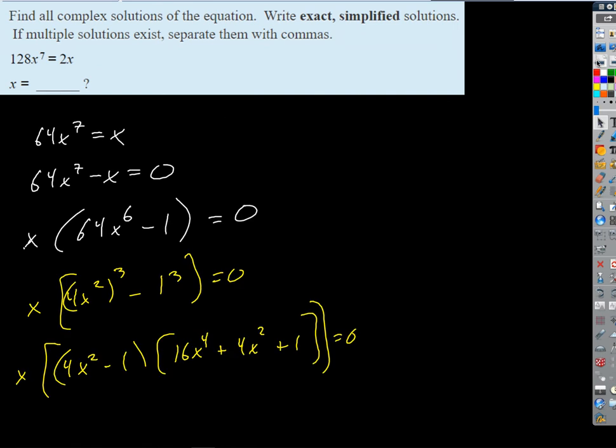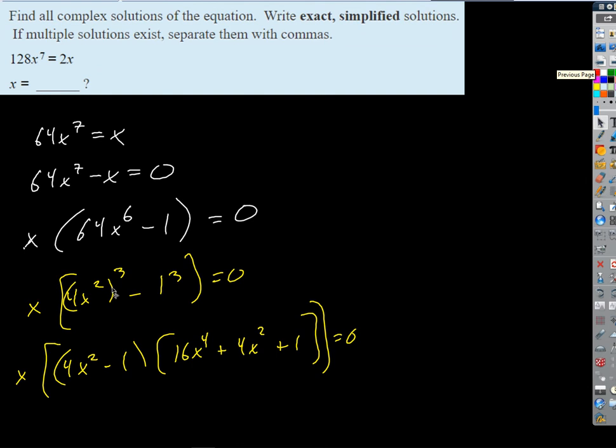So one way we could do this is we could look at this binomial factor in here, and think of this as a difference of cubes, right? One we could think of as being either 1 squared or 1 cubed. That's not a problem. But 64x to the 6th, we could think of that as being 4x squared quantity cubed, right?